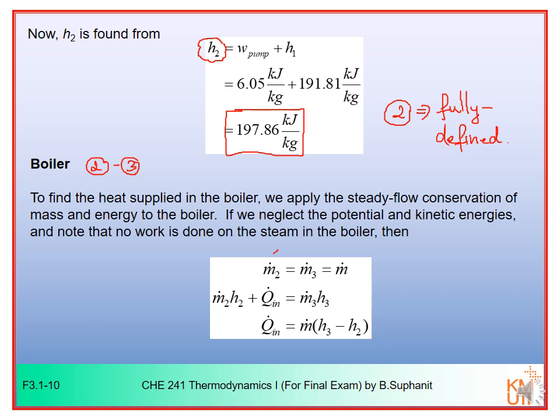Process 2-3. Similarly, we can start with the material and energy balance. So you have Q in equal to m dot multiplied by H3 minus H2. This is the result from the material and energy balance in the boiler.